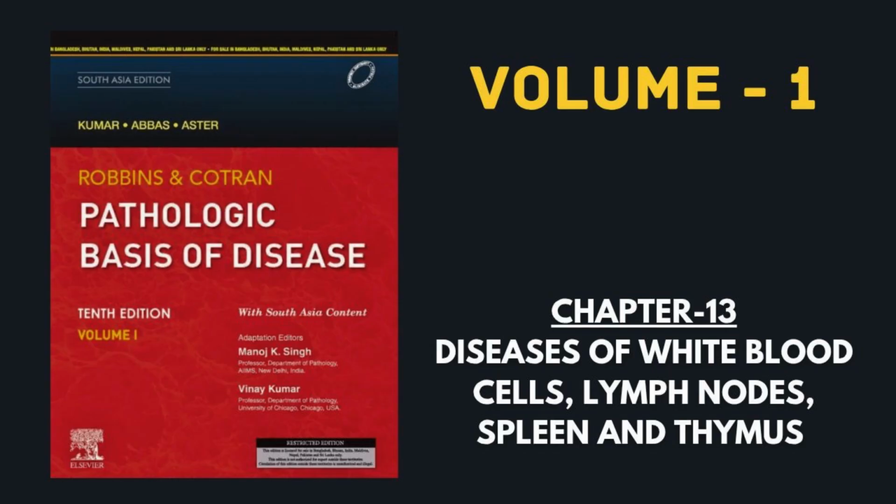Perfect. Let's start with AML. It's defined by the accumulation of immature myeloid blasts, requiring a minimum of 20% blasts in the bone marrow. And it's the most common acute leukemia in adults. Pathogenesis is often described by the 2-hit model.